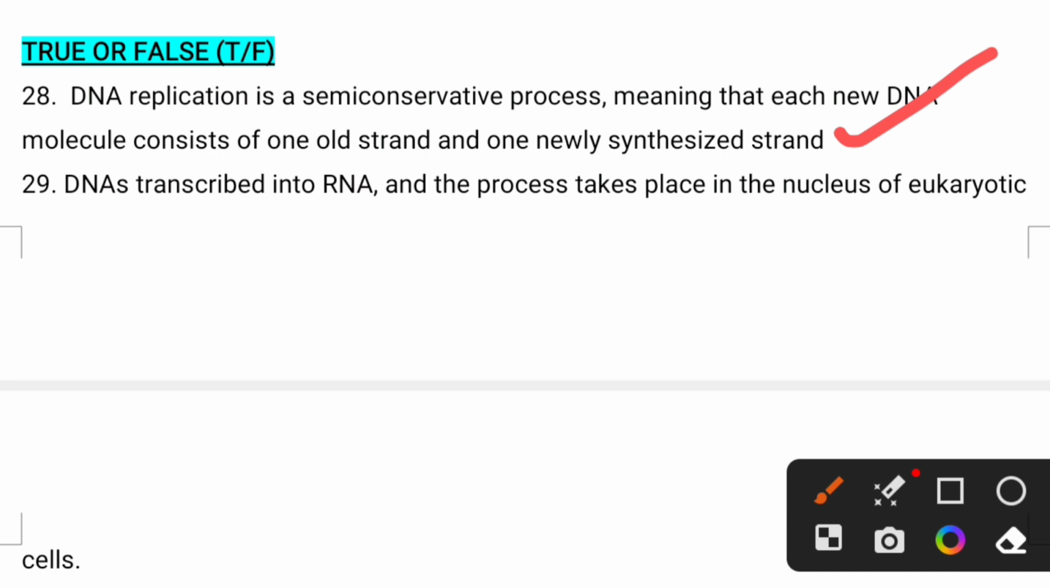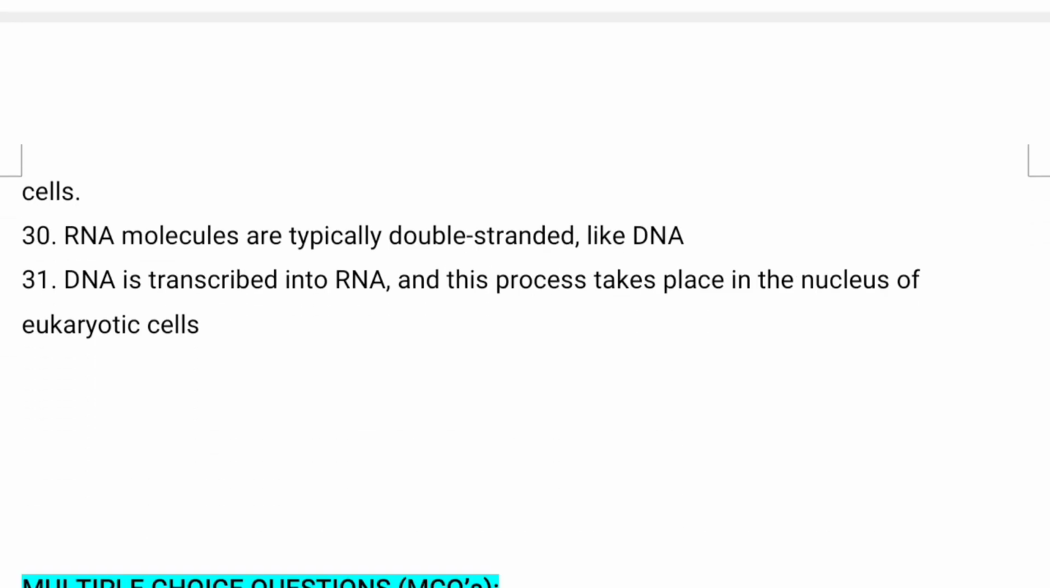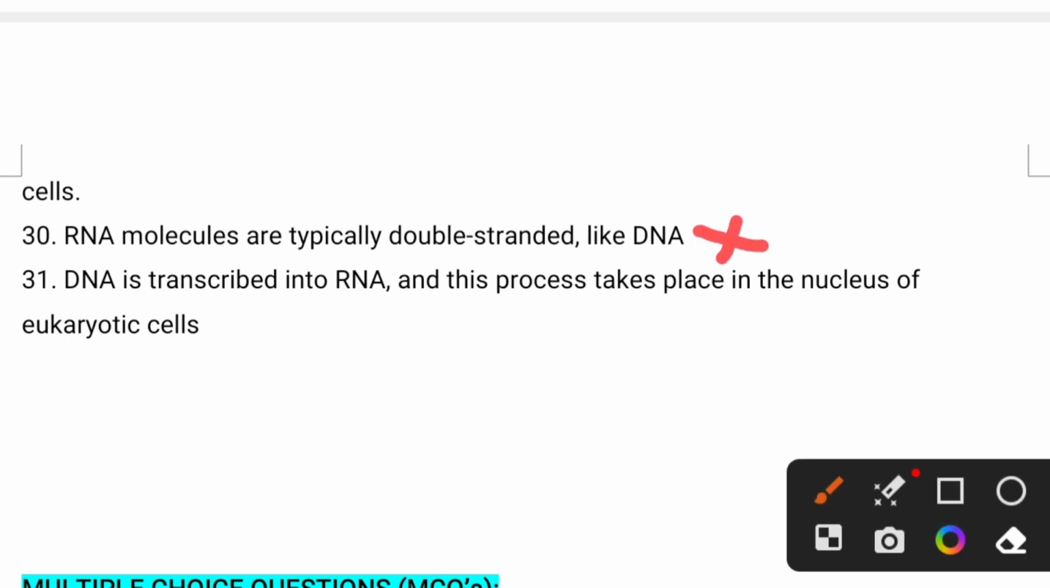Let's see the next question. DNA is transcribed into RNA and the process takes place in the nucleus of eukaryotic cells. So, yes, it is also true. Let's see the next question. RNA molecules are typically double stranded like DNA. No, it is not true. Let's see the next question. DNA is transcribed into RNA and this process takes place in the nucleus of eukaryotic cells. Yes, it is true.